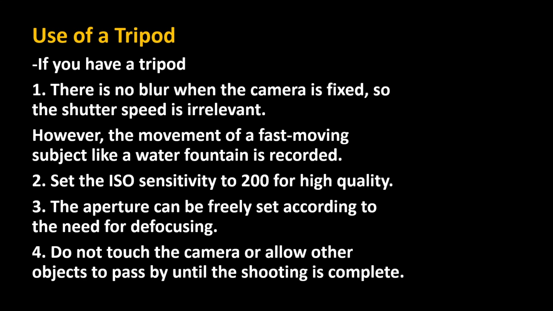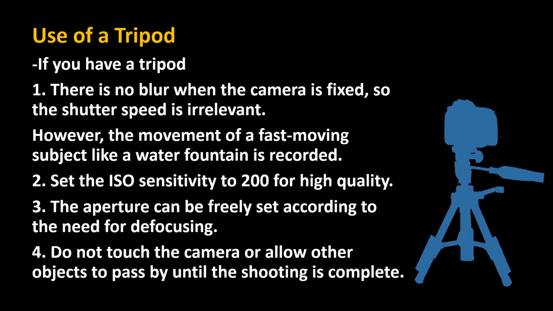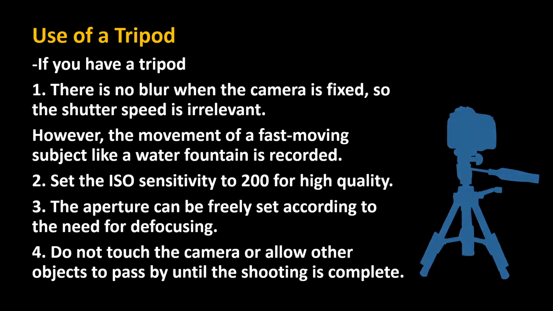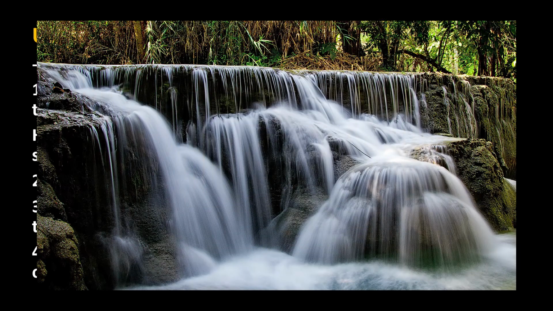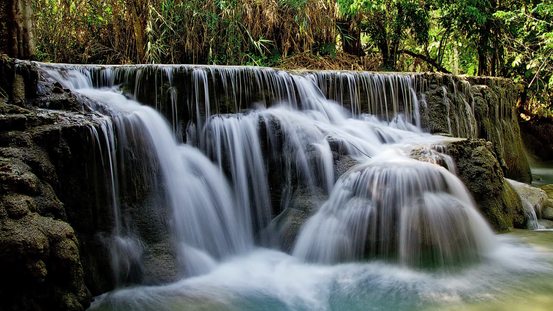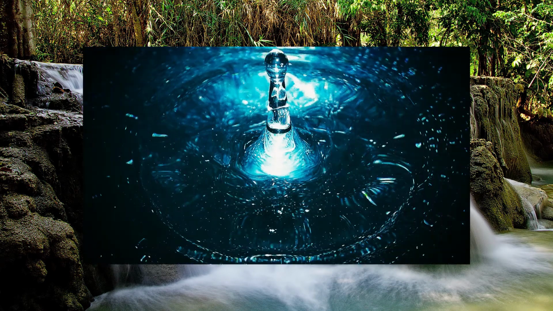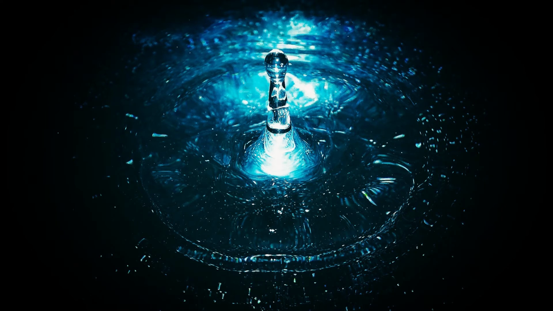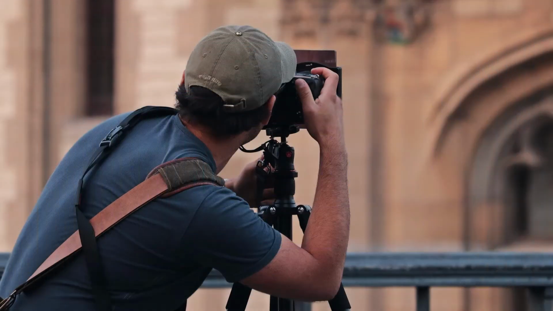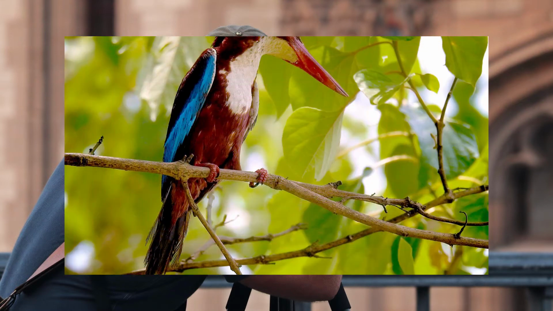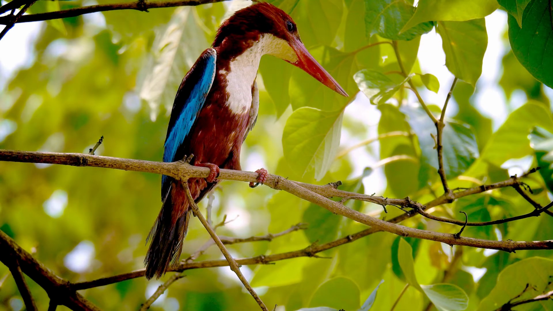If you have a tripod: 1. There is no blur when the camera is fixed, so the shutter speed is irrelevant. However, the movement of a fast-moving subject like a water fountain is recorded. 2. Set the ISO sensitivity to 200 for high quality. 3. The aperture can be freely set according to the need for defocusing. 4. Do not touch the camera or allow other objects to pass by until the shooting is complete.